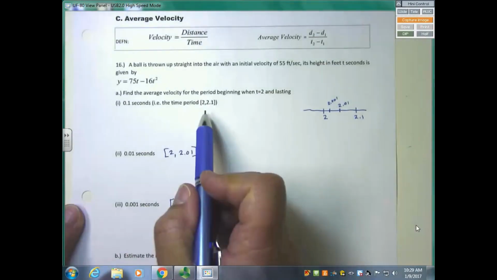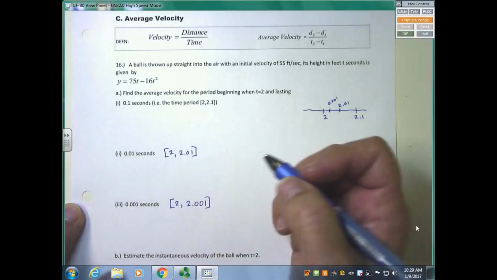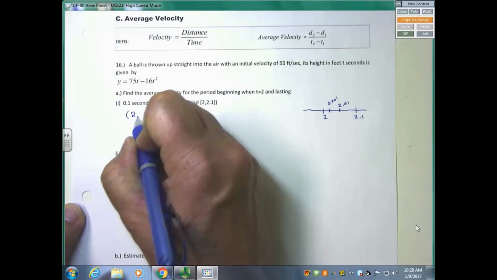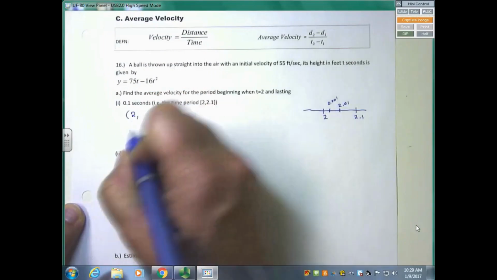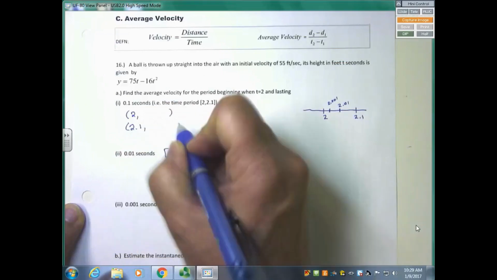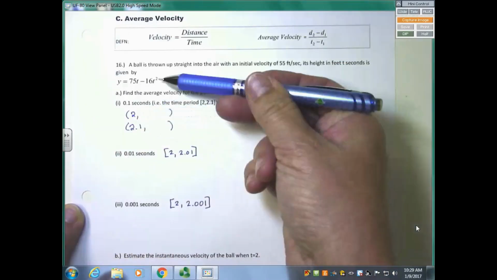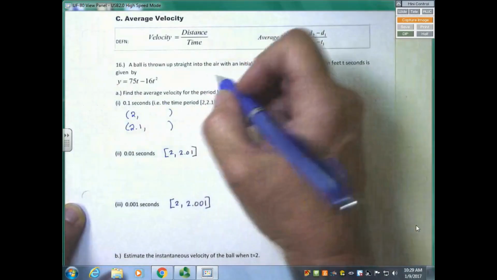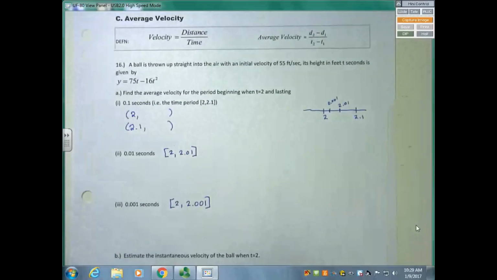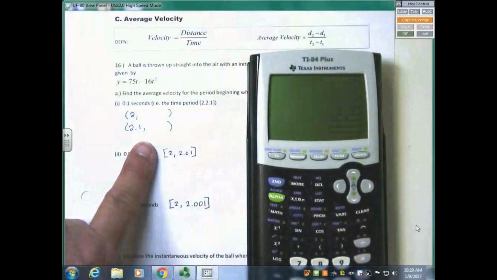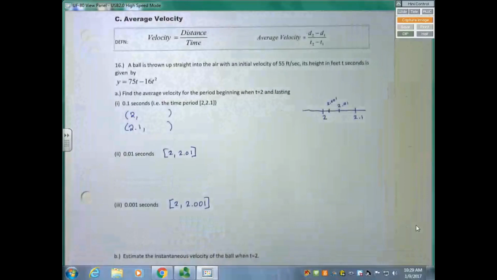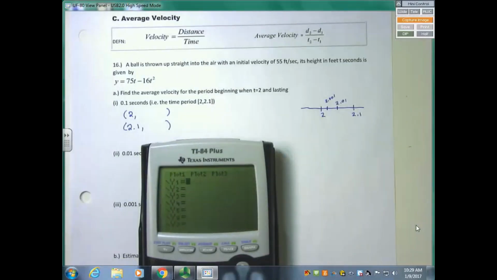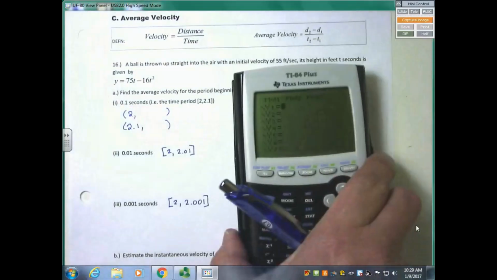So if I'm going from 2 to 2.1, then I need some ordered pairs. So I need 2 to what? And then 2.1. So I'm going to plug these values into here. Actually, I'm just going to do this on the calculator. So I need y values. Let me clear out that last problem. So I put it here. Can you see that?